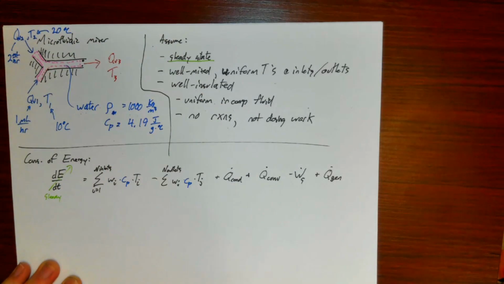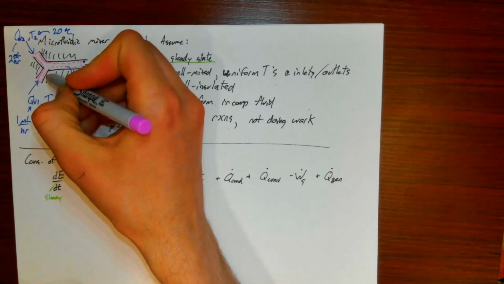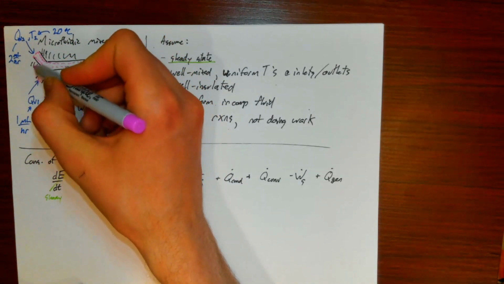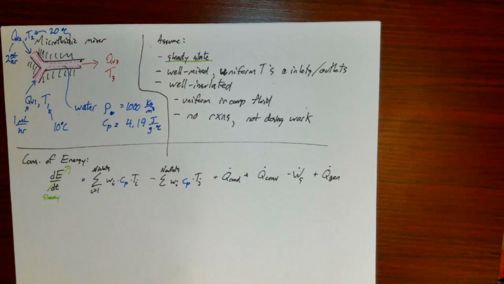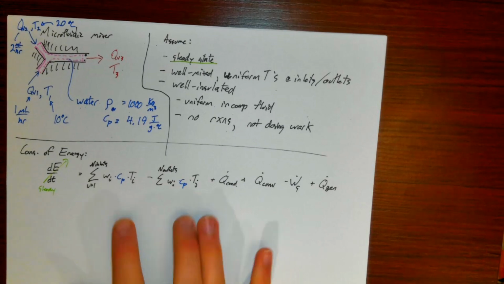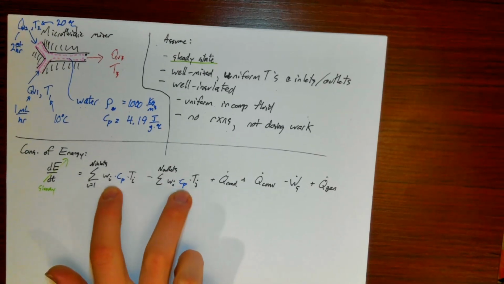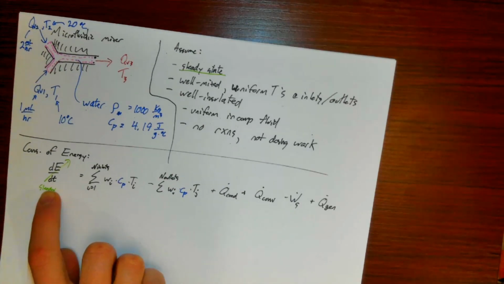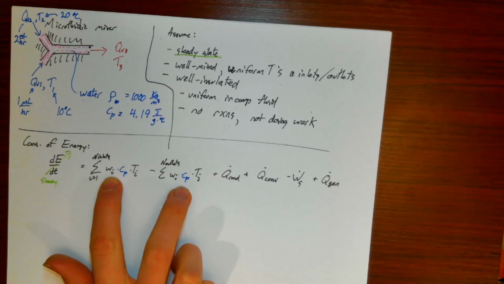Let's define my control volume like this, to be coincident with these surfaces right here and perpendicular to the flows at the inlets and outlets. So conservation of energy ends up being this way. I can get rid of this term because we're assuming that we're at steady state. These guys I have to keep.